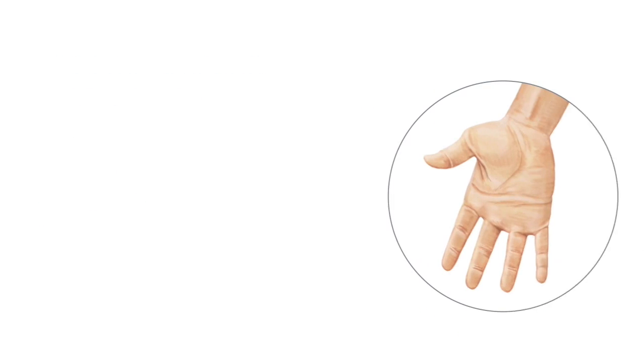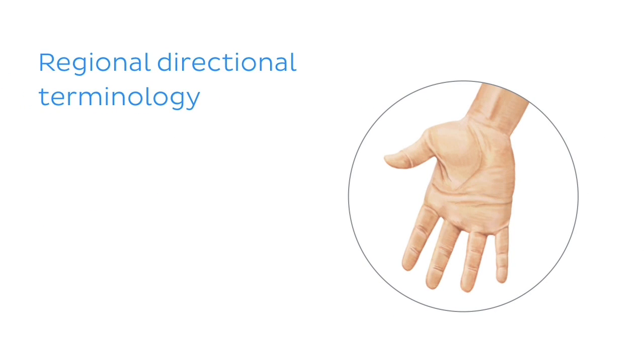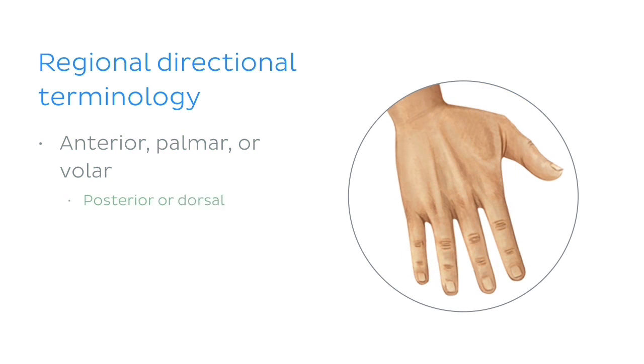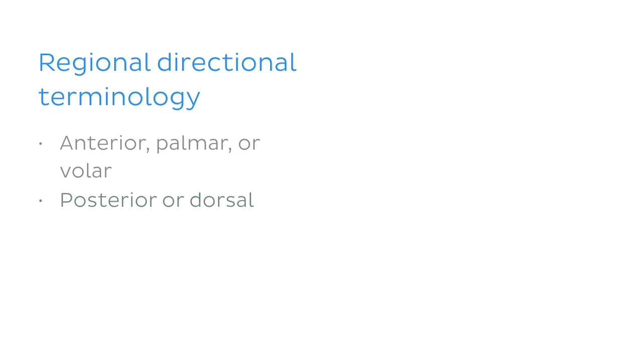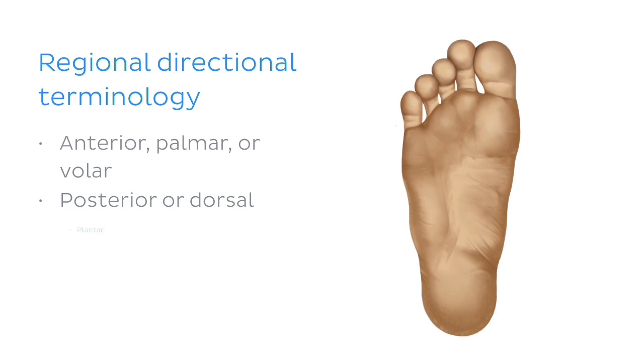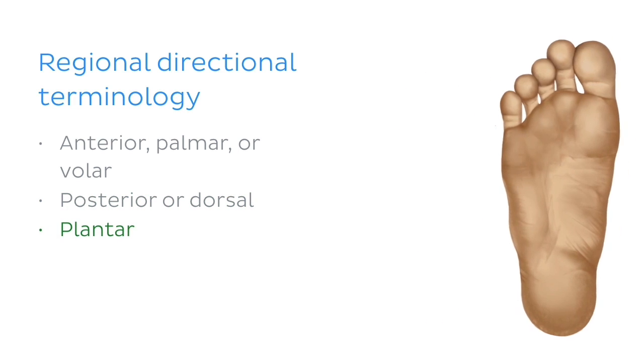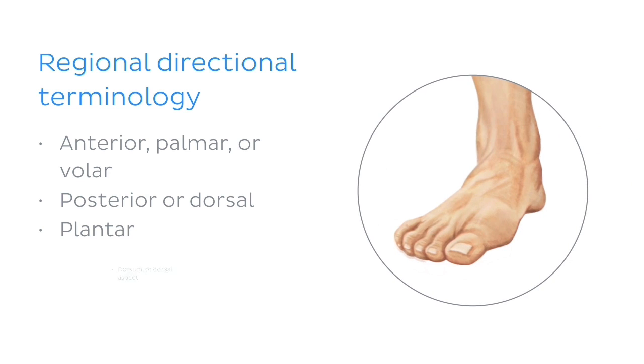After that, we had a quick look at some regional directional terminology, first focusing on the hand. And we remembered that in the anatomical position, the palm of the hand faces forward and the back of the hand faces posteriorly. And this allowed us to refer to the palm of the hand as the anterior, palmar or volar aspect of the hand. And similarly, we were able to define the back of the hand as the posterior or dorsal aspect of the hand. Moving on to the feet, we learned that the underside or the sole of the foot is known as the plantar aspect of the foot, while the back or the top of the foot is known as its dorsum, or its dorsal aspect.